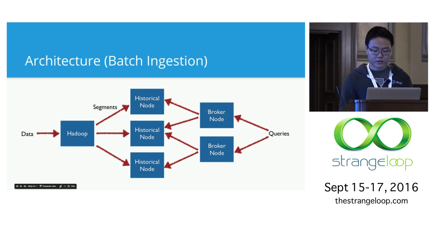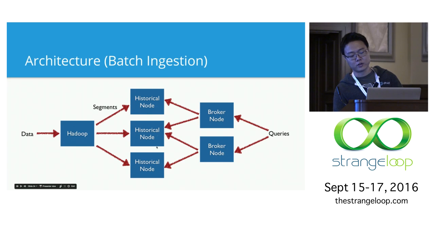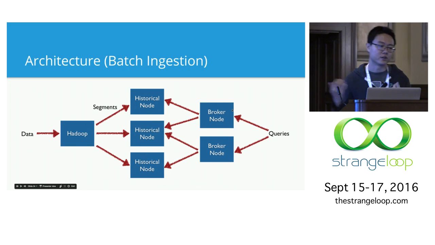In front of the historicals, you have a set of broker nodes. These guys do query scatter-gather functionality. Queries get sent to a broker. They know which segments live on which historicals, and they forward those queries down. The historicals crunch answers in parallel, and the brokers merge results before they're returned to the caller.